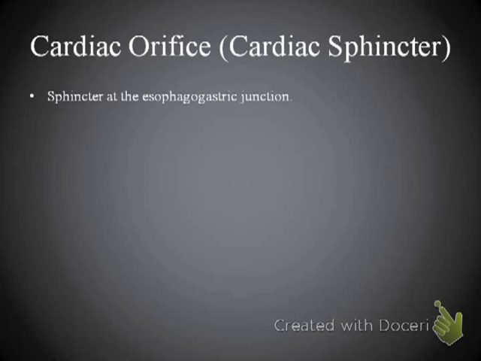However, it's very necessary that we have a sphincter here that regulates what is coming out. Remember, like the valves of the heart, we want things to be able to go in, but we don't really want things to go out. And so this is what the cardiac sphincter does. It's the sphincter at the esophagogastric junction to keep things from coming back out of the stomach.